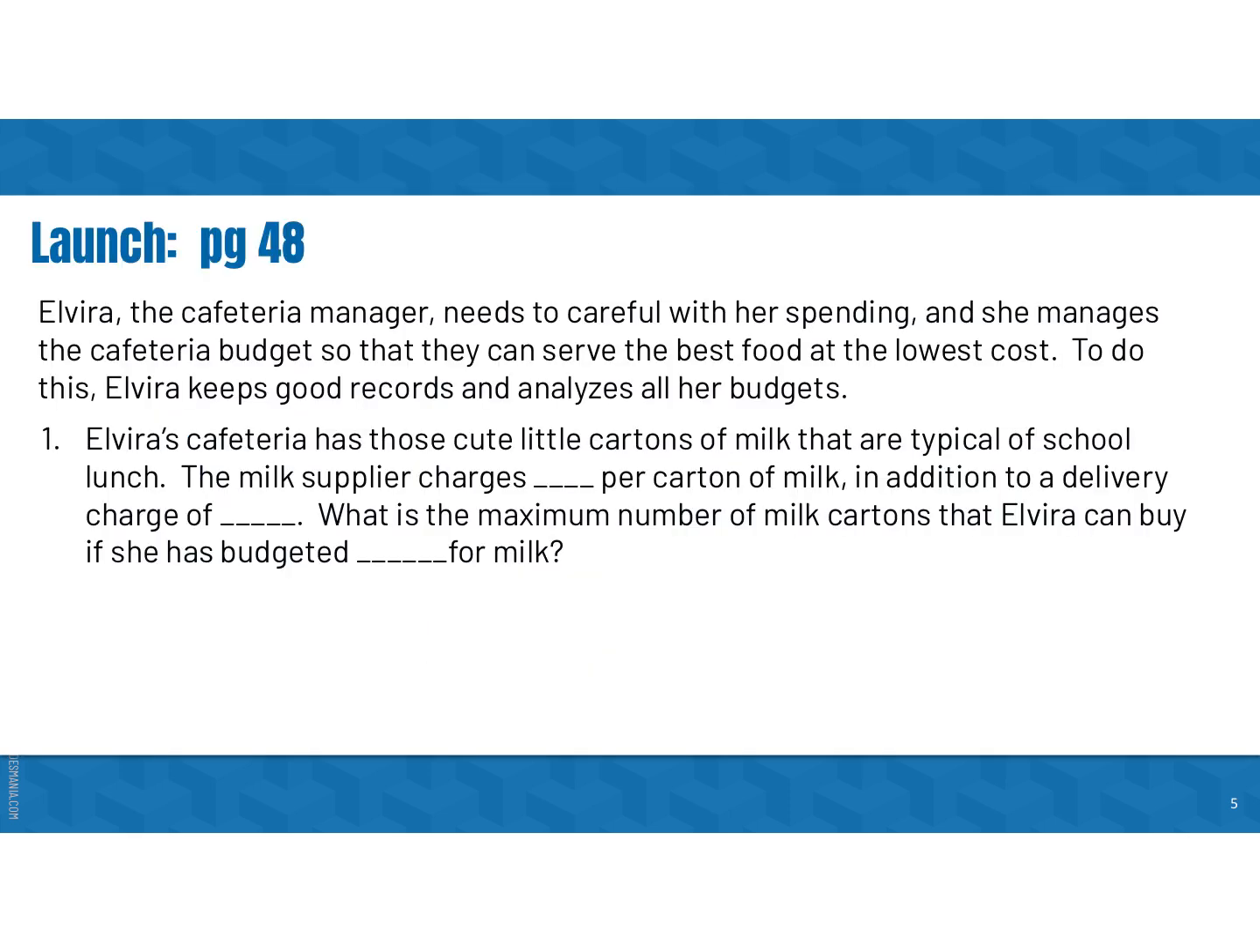All right, on page 48 in the logic area, we're going to talk about Elvira again. It says Elvira, the cafeteria manager, needs to be careful with her spending, and she manages the cafeteria budget so that they can serve the best food at the lowest cost. To do this, Elvira keeps good records and analysis of all of her budgets. So number 1, okay, and we'll read it without the numbers first.